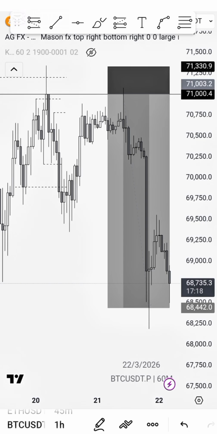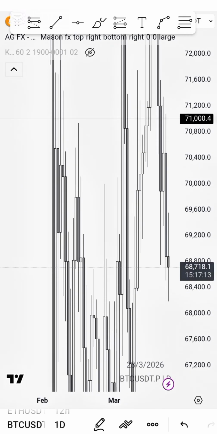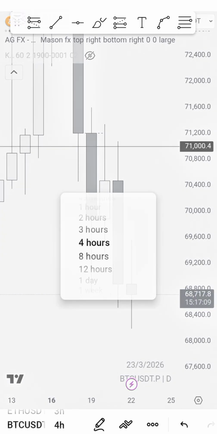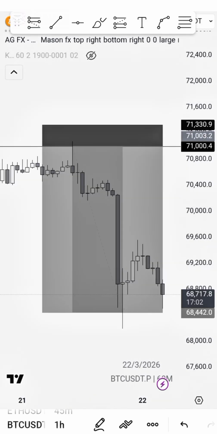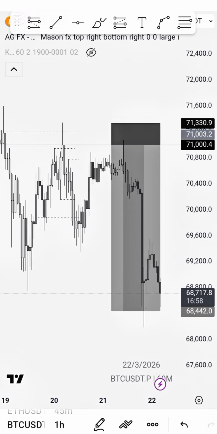Following the time frame alignment, daily reject daily. We have a daily rejection from this OCL, and then a breakout on the 4 hours time frame, and then going down to 1 hour for our apex entry. And this is how I got this trade on BTC.